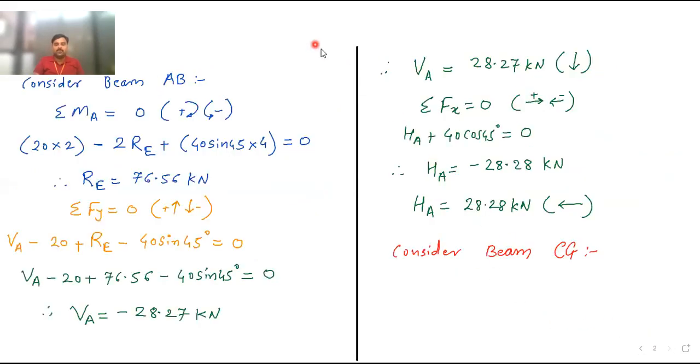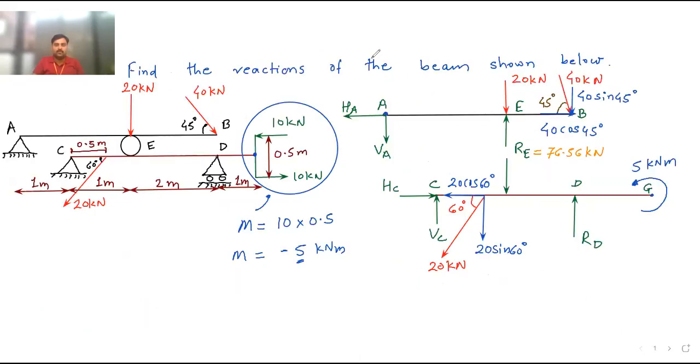If I apply the equation, moment at C equal to 0, clockwise forces are plus, anti-clockwise forces are minus. Then here you can see HC and VC are 0, 20 cos 60 is also 0. Now 20 sine 60, this is the vertical component.